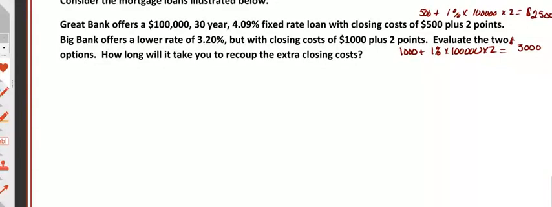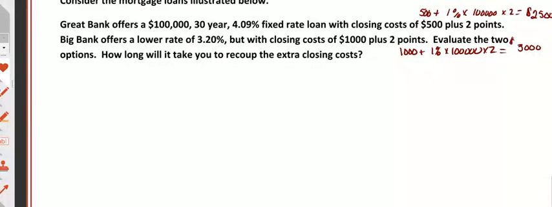Okay, so when I multiplied those two closing costs, I was not using the order of operations on my calculator, so I even make those types of mistakes. The closing costs for the first bank, Great Bank, would be $2,500, and the closing costs for Big Bank would be $3,000. The goal is still the same. We want to evaluate the two options and see how long it would take us to recoup those extra closing costs. So what we need to do is figure out what are the payments for each of these loans.